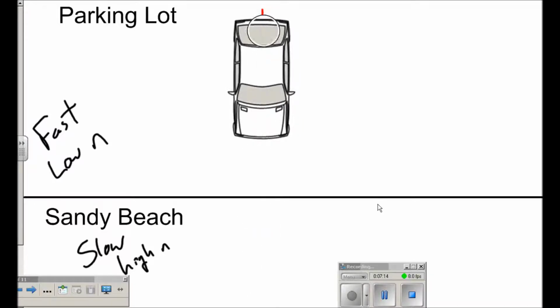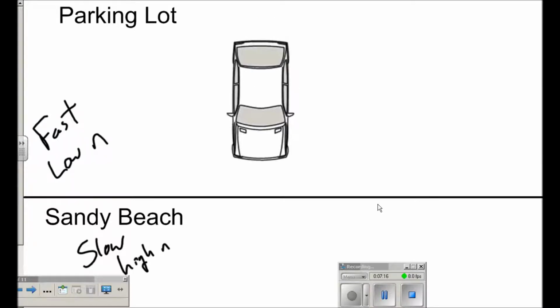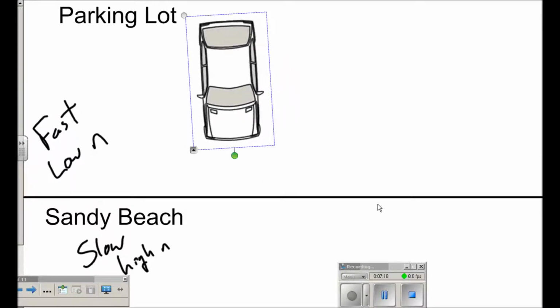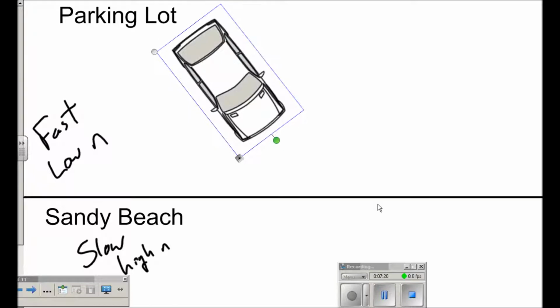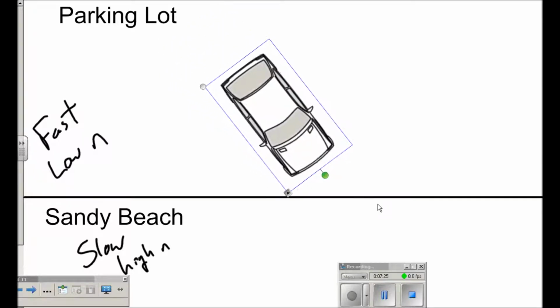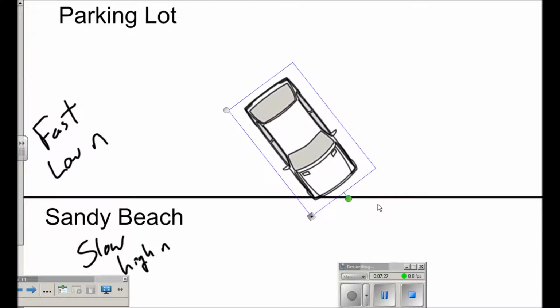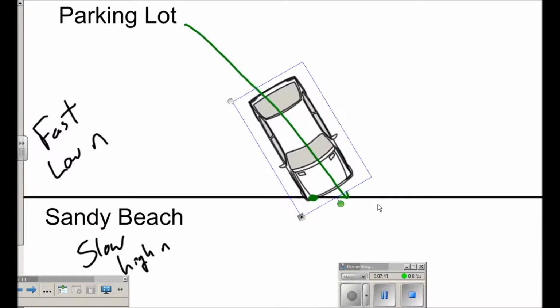But what happens if the car goes in at an angle? What happens if the car goes like this? Then, bam, right there, the first wheel hits the sand, and it causes that wheel to slow down, but the other one still goes faster. So the car comes in like this, but as soon as it hits the sand, it causes it to rotate a little bit.